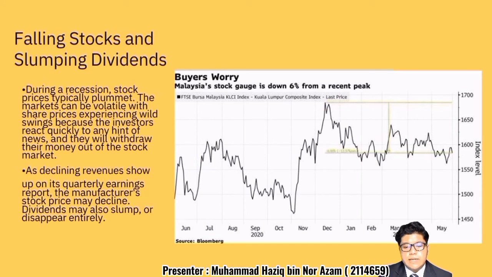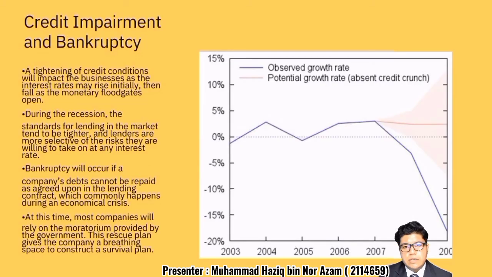A credit crunch is a sudden reduction in the general availability of loans or a sudden tightening of the conditions required to obtain loans from banks. A tightening of credit conditions will impact the businesses, as the interest rates may rise initially, then fall as the monetary floodgates open. During the recession, the standards for lending in the market tend to be tighter, and lenders are more selective of the risks they are willing to take on at any interest rate.